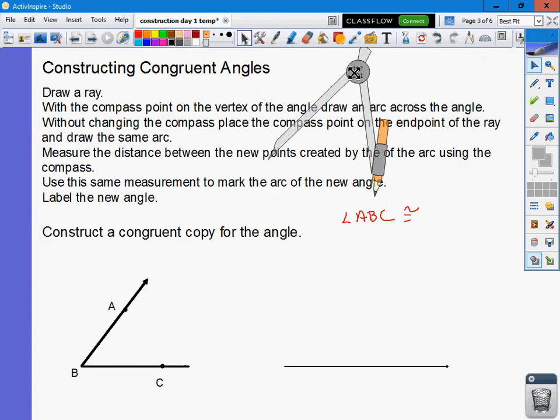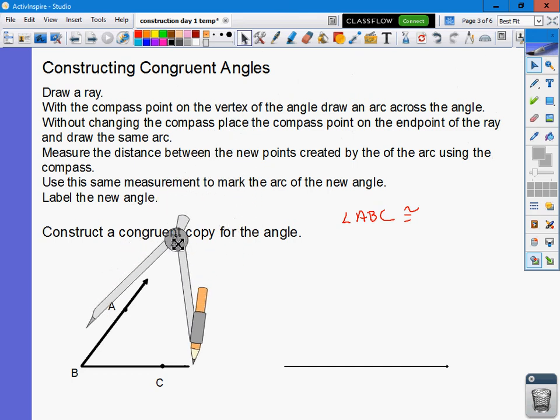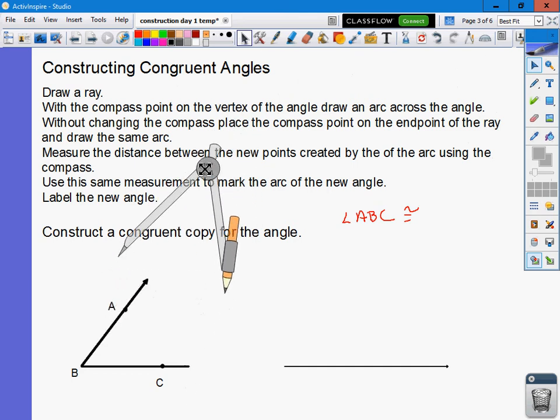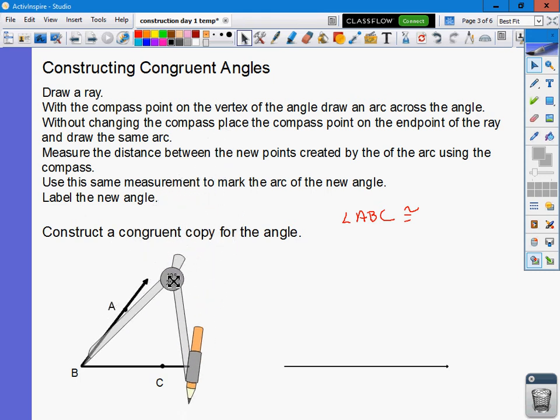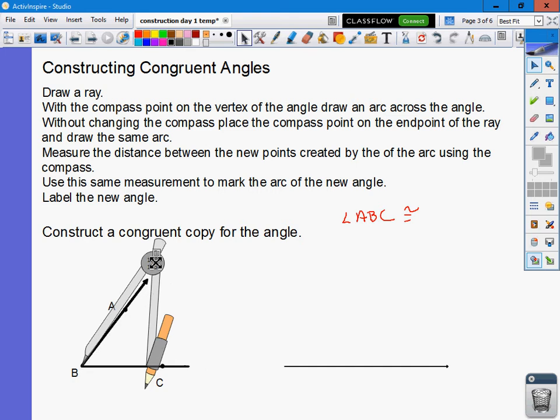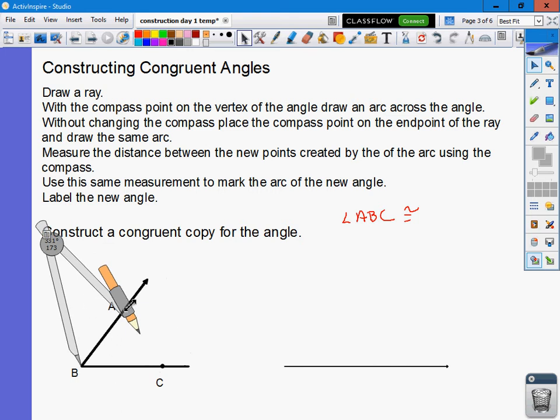It says, with the compass point on the vertex of the angle. So you're going to take your compass and slide it over so that the point of that compass is on the vertex of that angle. The vertex is that point where the two rays meet. So you see the point right there on that point B. Everybody see that?